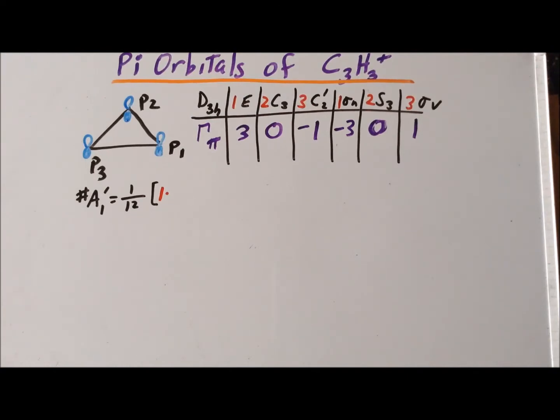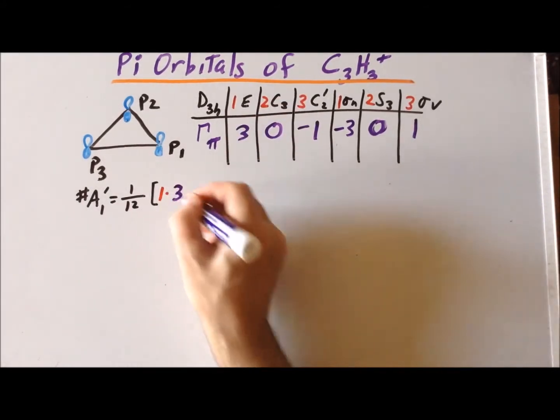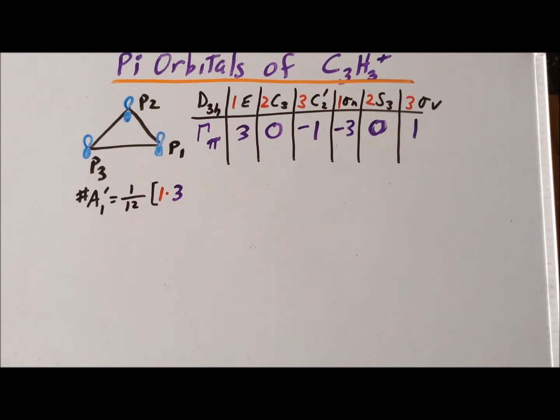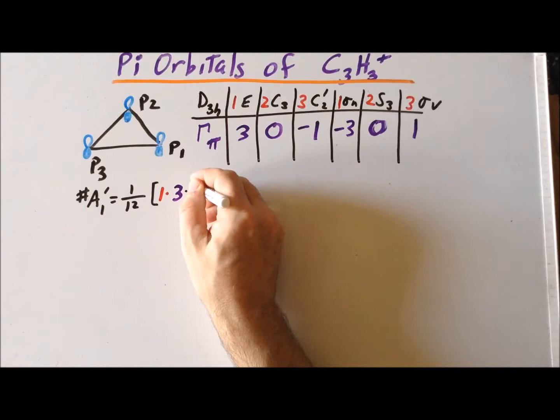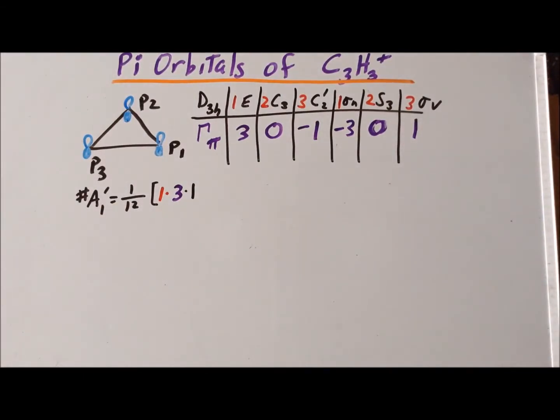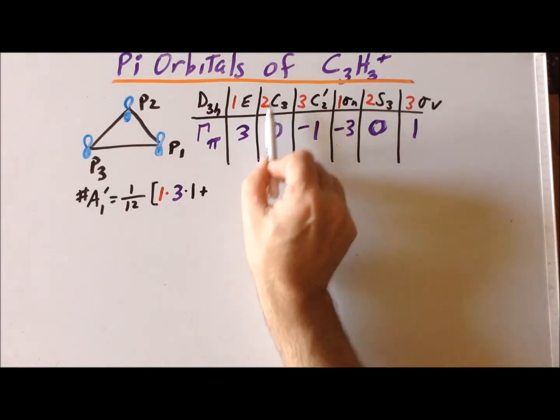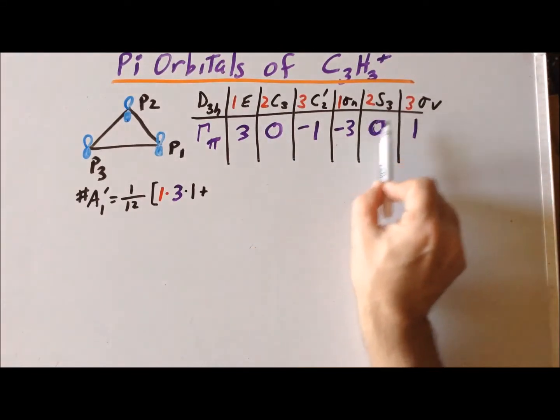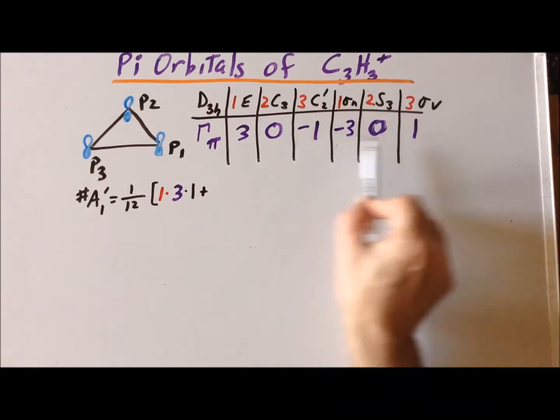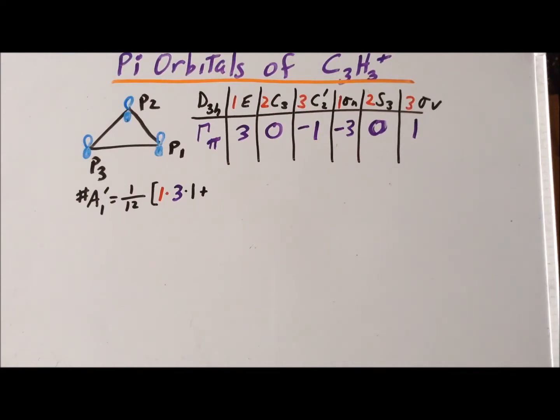The second factor is the character from the reducible representation. We have that color-coded in purple there. And the third factor is the character from the irreducible representation A1', which is a +1. To expedite our work, we will omit any factors for the C3 class or the S3 class, since their characters in the reducible representation are 0, and if we multiply anything by 0, we get 0.